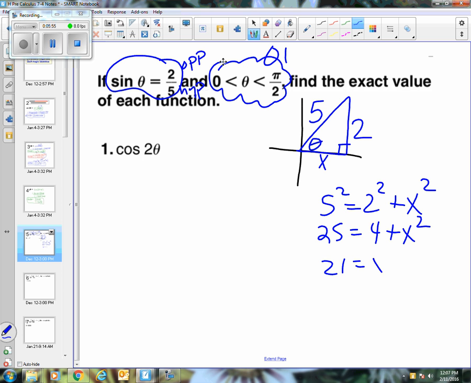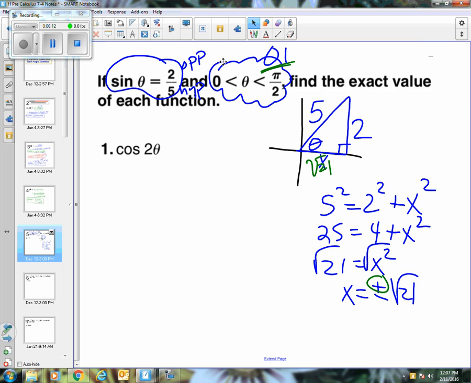So we get 21 equals x squared, square root each side. So technically, when you square root, you get two solutions, right? Plus or minus. How do I know if it's plus or minus? Go back to your quadrant. If I'm in quadrant 1, well, yep, I'm going to have a positive answer for that. It would be positive square root of 21. If I were in quadrants 2 or 3, and it's the x, then it would be negative. So the quadrant tells you if it's positive or negative.